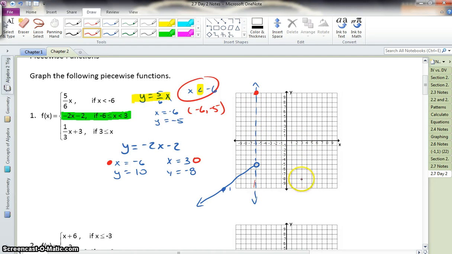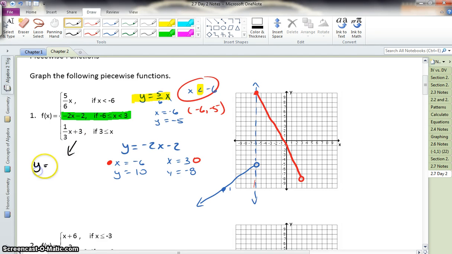3, -8 is all the way down here, and that's an open dot. So we really just need to connect those between there, and that's that line. Now, let's apply our shortcut again and see if this one's a little easier.